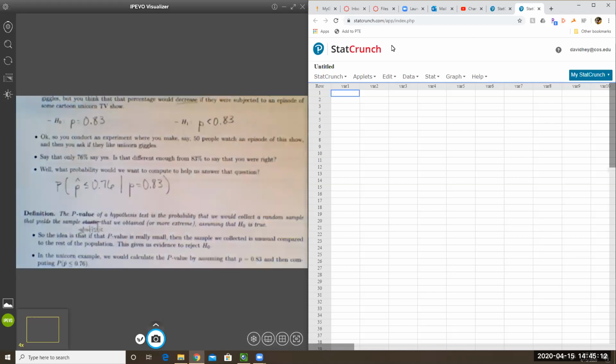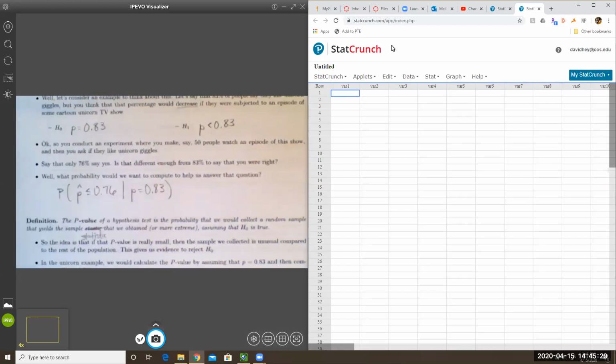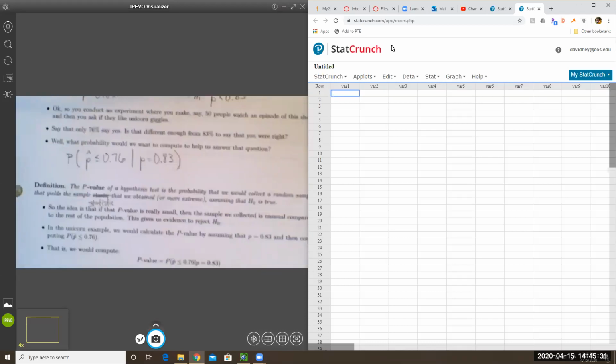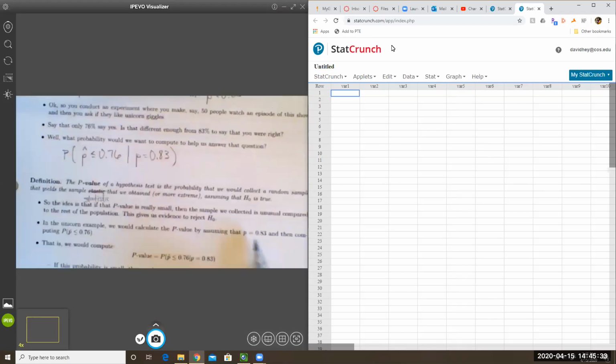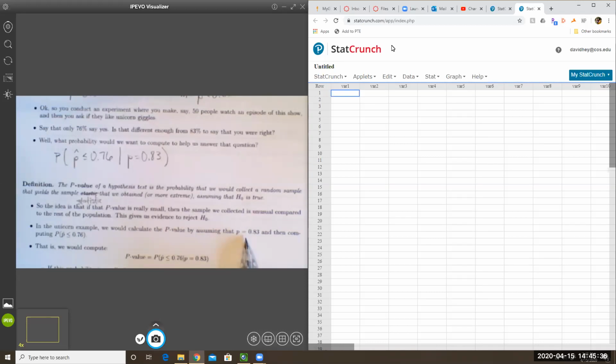It's the probability that we would get our sample statistic if, in fact, the null hypothesis is true. So we assume that the null hypothesis is true, and then we compute the probability that we get the sample statistic that we obtained. Going back to our example, we assume that p equals 0.83, and then we compute the probability that p hat is less than 0.76.